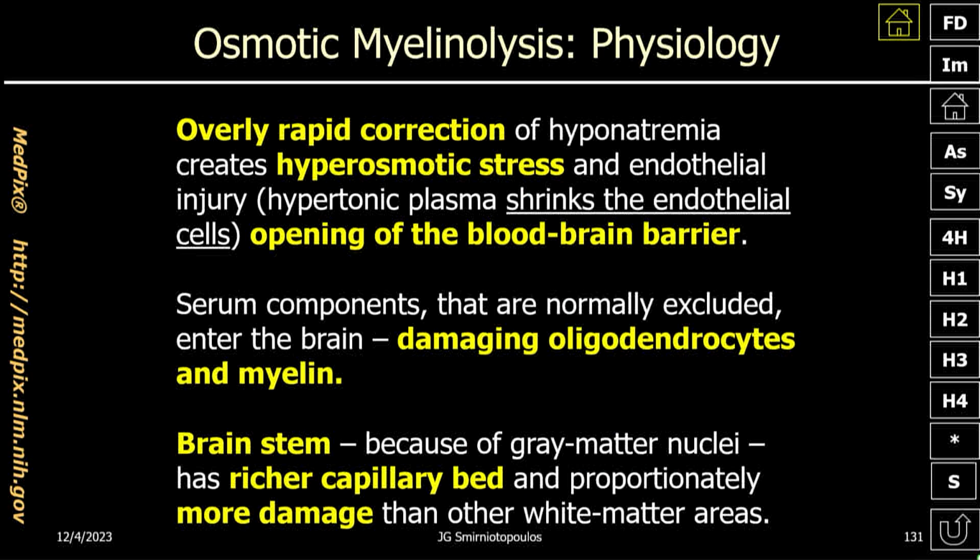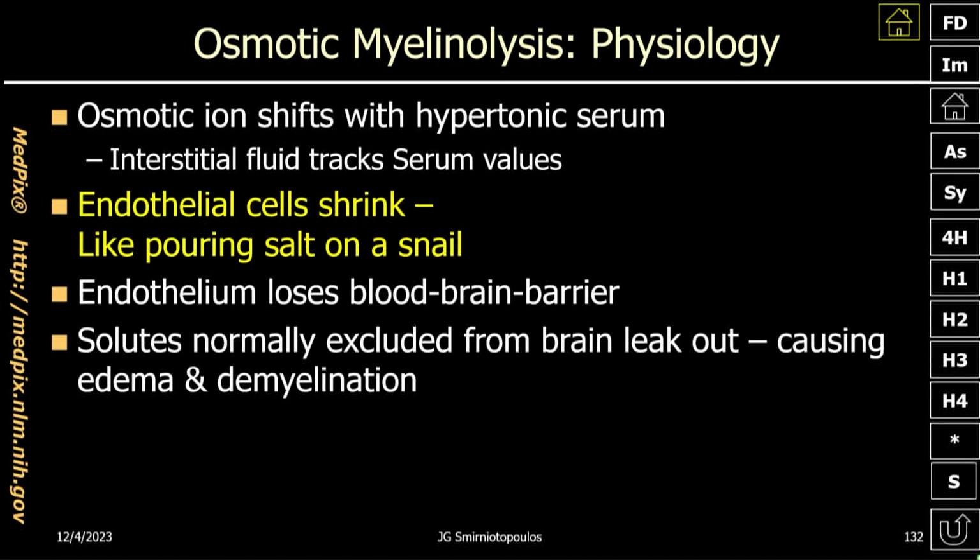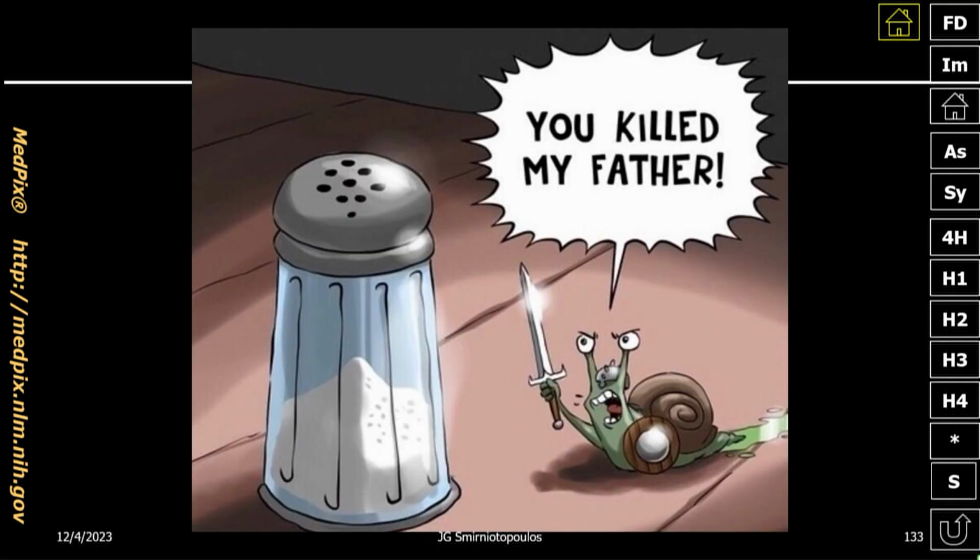So what's the cause of osmotic myelinolysis? It's over rapid correction of hyponatremia. It damages the oligodendrocytes. The endothelial cells shrink. So it's sort of like pouring salt on a snail. I'm not going to ask you to raise your hand if you did that as a kid, but you want to realize that what we're doing with the patient is that we're over rapidly correcting something.